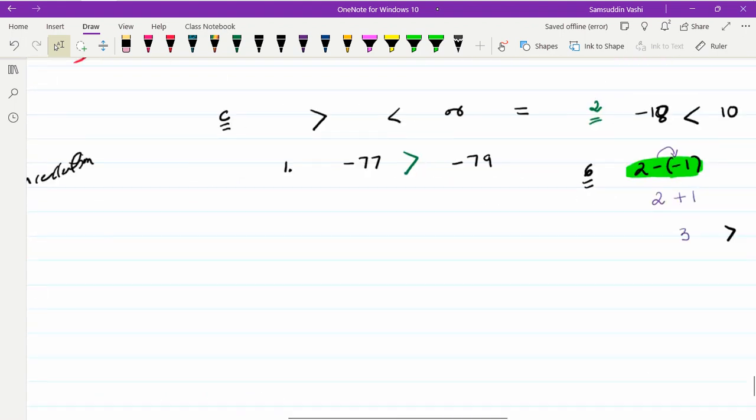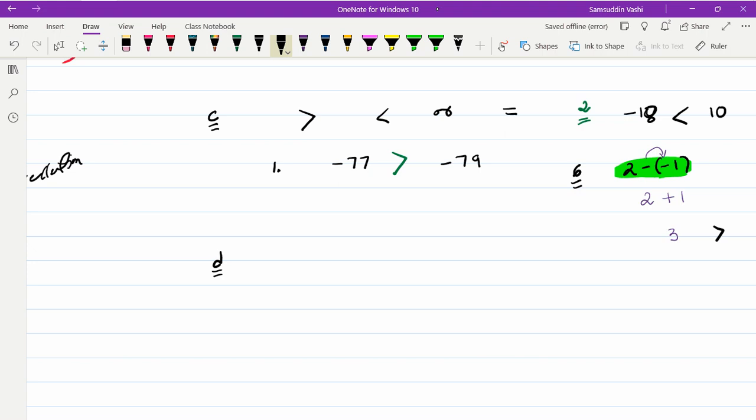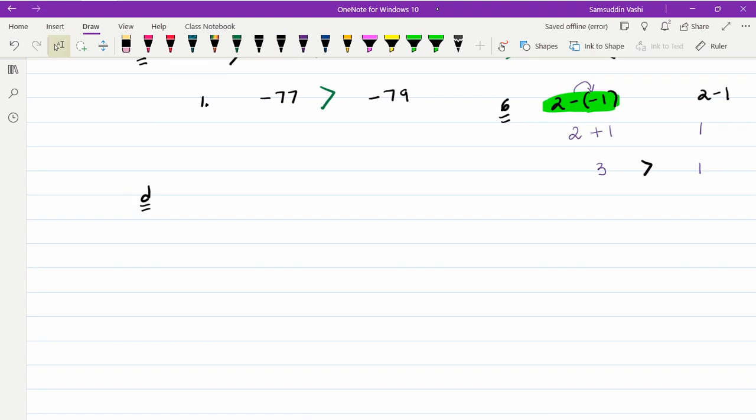D and E. So that's D now. Okay. So we need to arrange in ascending order. Ascending is smallest to biggest, isn't it? Okay. So smallest is the most negative, is the smallest. Which one is the most negative there?